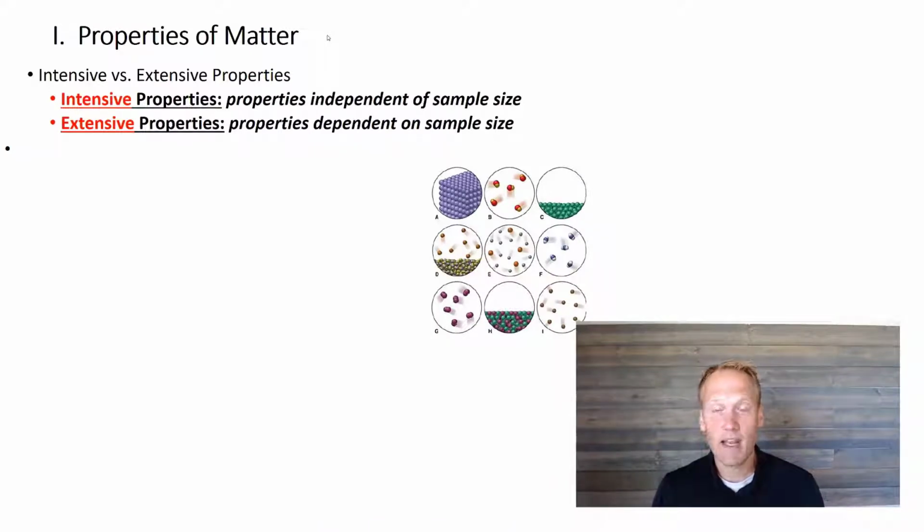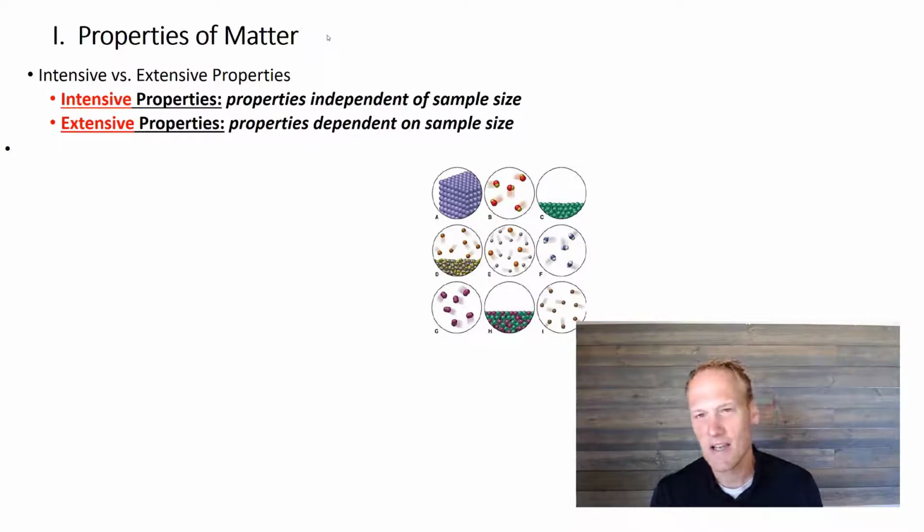Matter has many ways to be categorized. One of the ways is with intensive and extensive properties. Intensive properties are properties that are independent of the sample size, meaning that property will not change no matter how large of a sample you have. I like to say intensive properties are so intense they never change, which is weird, but it helps you remember the difference between intensive and extensive.